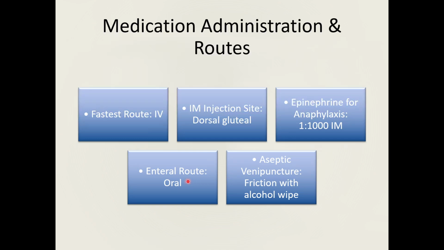Let's look here. Aseptic venipuncture, friction with alcohol wipe. So when you're doing IVs, and we just did those in the lab, and you're using your alcohol prep to provide an aseptic technique, use that friction with that alcohol wipe. One, yes, it's for the aseptic value, but the other value is it aggravates that vein and helps that vein to pop up a little more for you so you can get a good stick in.